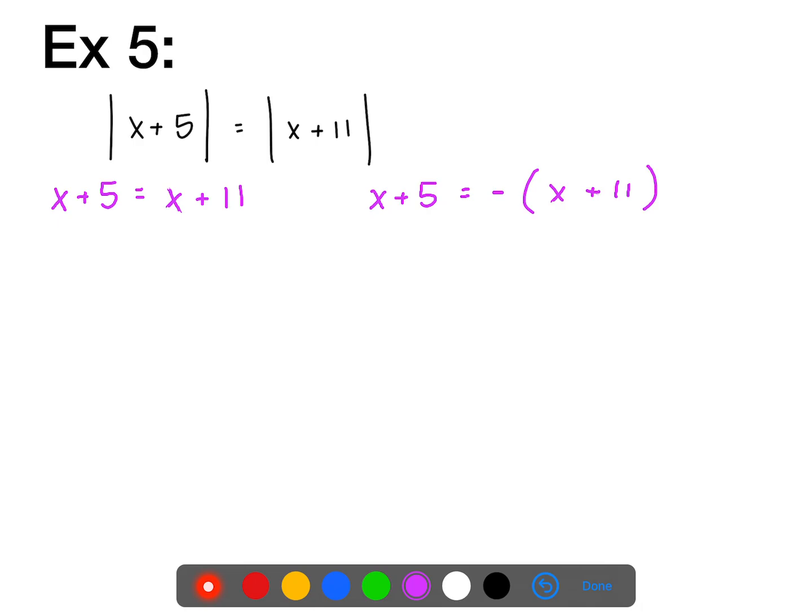We got to get our x's on the same side, right? So I'm going to move my x over. Interesting. My x is going to cancel on both sides, and I get 5 equals 11. What happens when I have 5 equals 11? That is not right. No solution, right? Because 5 doesn't equal 11. So this is no solution, this part.